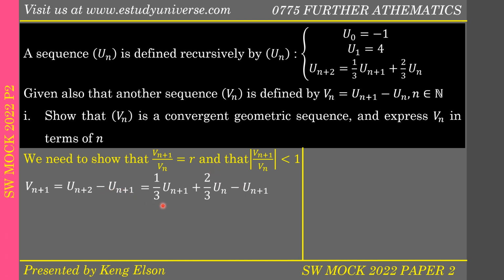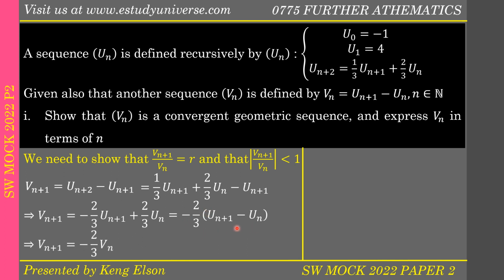Okay, now we need to bring like terms together. 1/3 u(n+1) - u(n+1) is -2/3 u(n+1). Then we need to add this 2/3 un. We factorize -2/3. We are going to get u(n+1) here, but when we are factorizing a negative sign from a positive sign, we get a negative sign. And then we are going to get -2/3 times (u(n+1) - un).